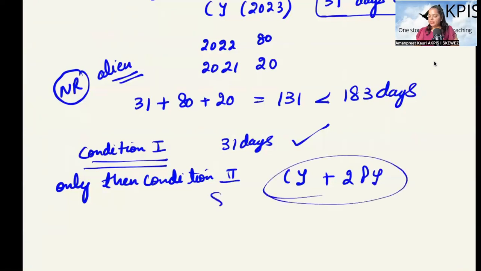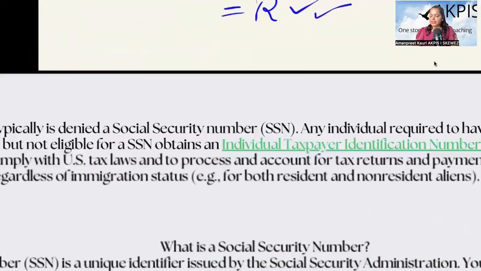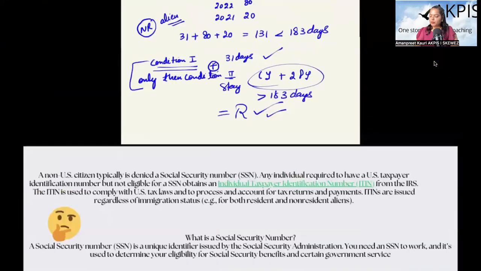Stay in the United States of America for more than 183 days. If this condition is also satisfied, after condition number 1 is satisfied, only then he will be a resident, otherwise non-resident. So if condition number 1 is not satisfied, you are not supposed to check condition number 2, right? And vice versa. So both the conditions need to be satisfied for a person to be referred to as a resident alien. And if he is a resident alien, he's supposed to pay tax on his entire worldwide income. So this is what we discussed so far.